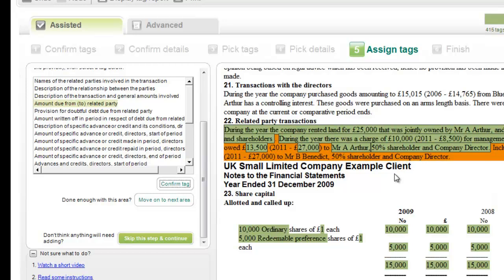We've used names of the related parties involved and assigned group 3 on this tag. We've used the description of the relationship between the parties, also assigning group 3. We've tagged the £13,500 with the amount due to related party current year, also assigning group 3. And we've tagged amount due from to related party prior year, assigning group 4, because we've already used that tag on the figure for the current year.